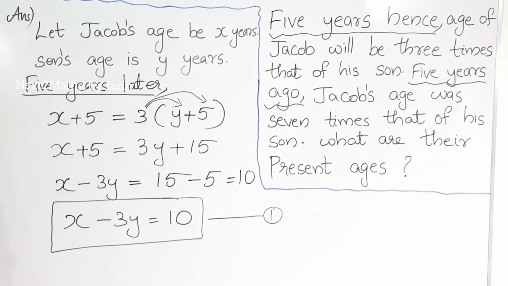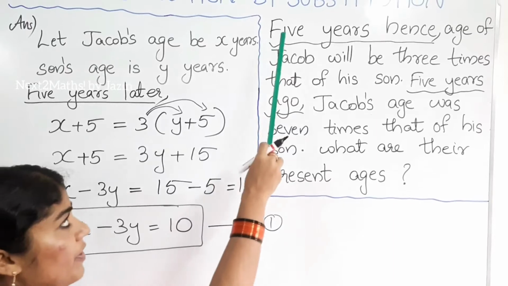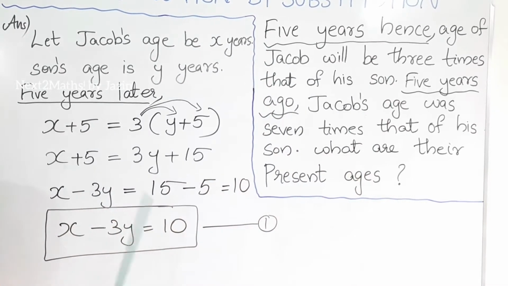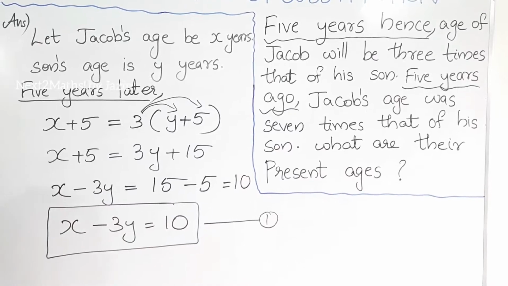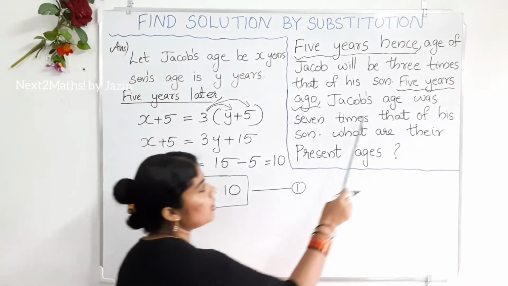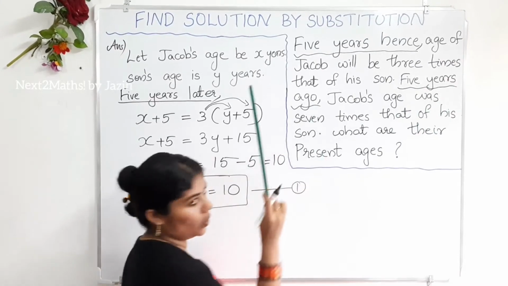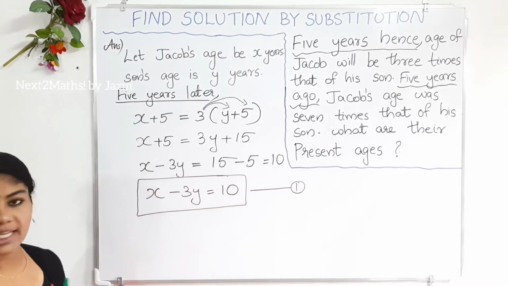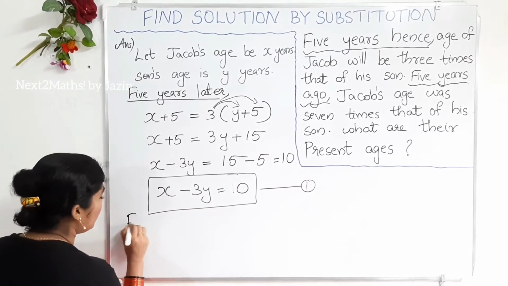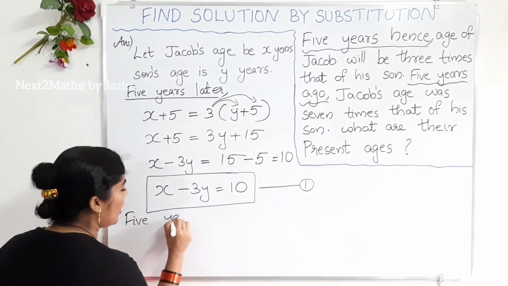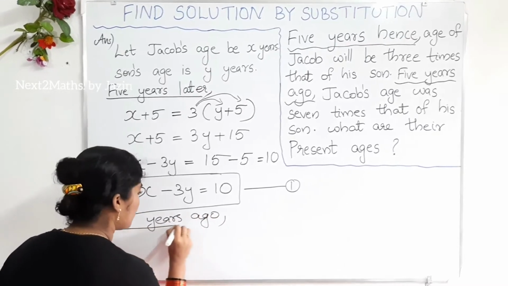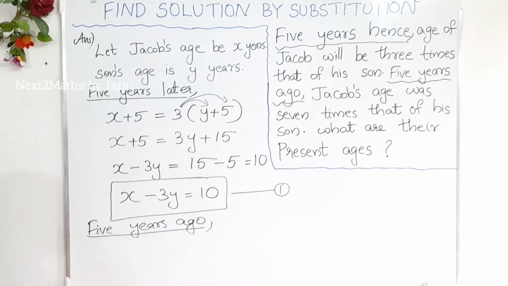Now from the first sentence, from here till here, we got the first equation. So next we are writing the second equation. The second equation is based on 5 years ago. 5 years ago, what happened? So let's check. Next is 5 years ago.